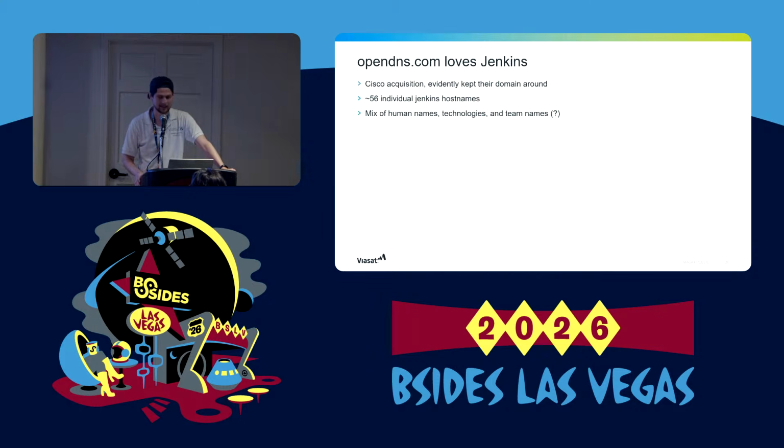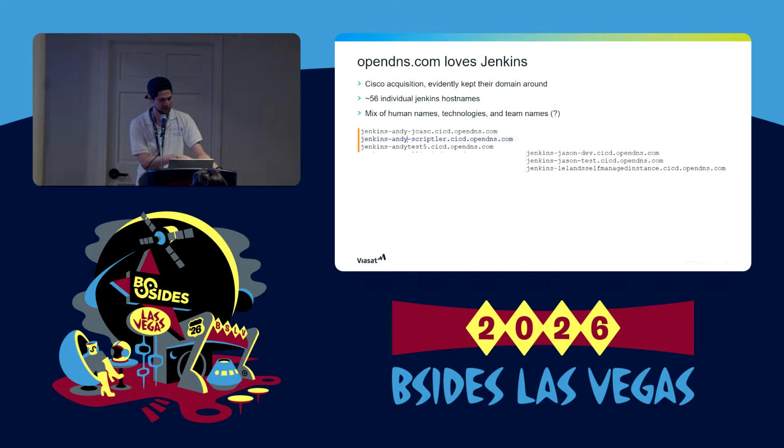Anybody work for OpenDNS.com? They're a Cisco subsidiary. They love Jenkins. They got acquired by Cisco several years ago. They had 56 individual private Jenkins host names that showed up. It was a mix of human names, technologies, and team names. If you know an Andy that works at OpenDNS, he owns 3 Jenkins nodes, and I know this now too: Andy JCask, Andy Scriptler, and Andy Test 5.